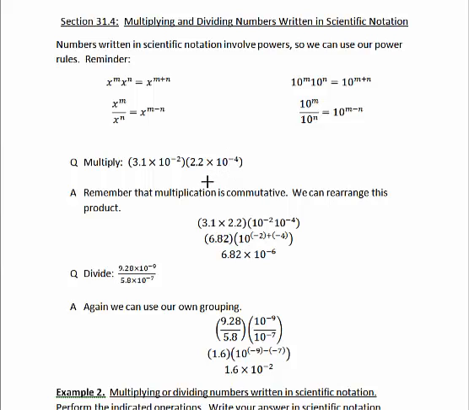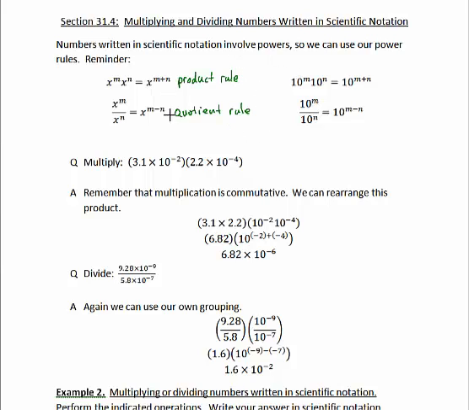Now knowing what we know about exponents, the product rule, the quotient rule, this is going to make it easier for us to multiply and divide scientifically notated numbers. I don't want you to take the number, if it's scientifically notated, and convert it back to standard notation just to carry out the multiplication or division.